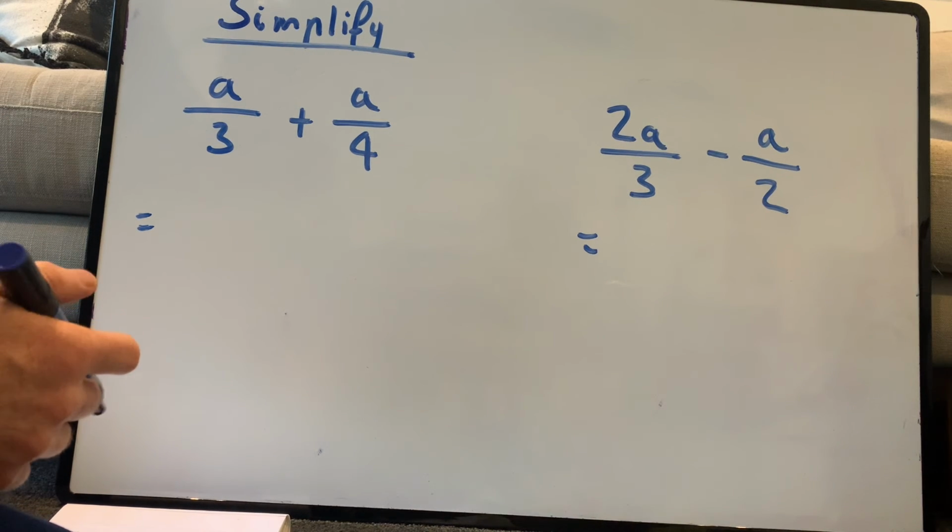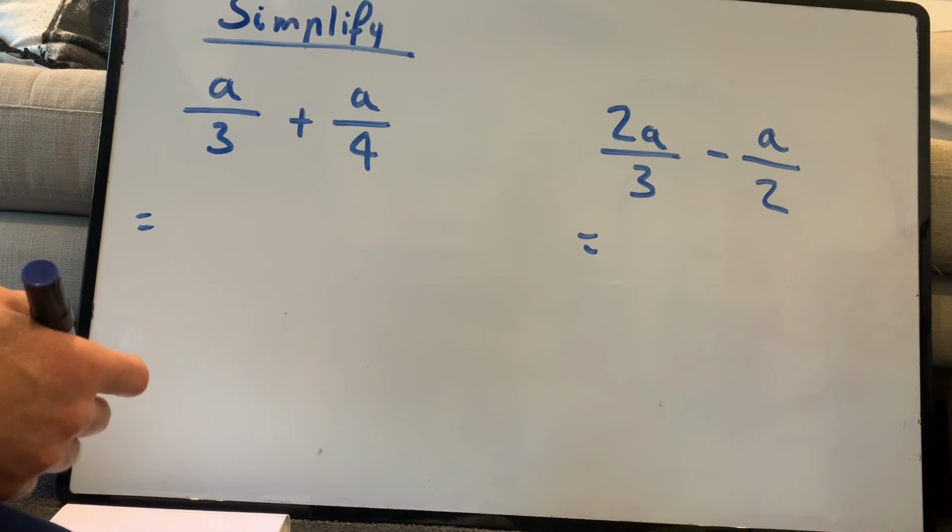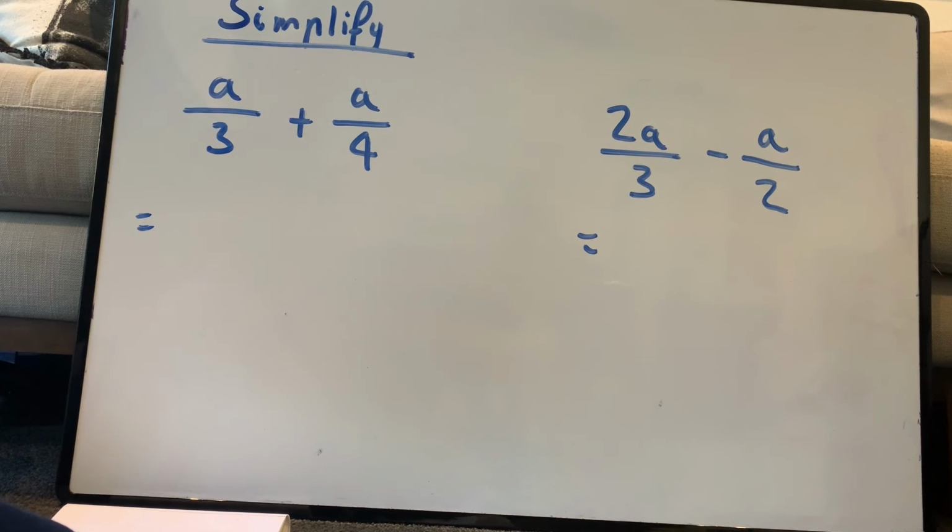Okay, last one. Simplifying algebraic fractions. This is just like normal fractions. Maybe you've struggled with normal fractions in the past. Maybe this will help you with that. Who knows? How do we add two fractions together? Well, they have to have the same denominator, don't they?